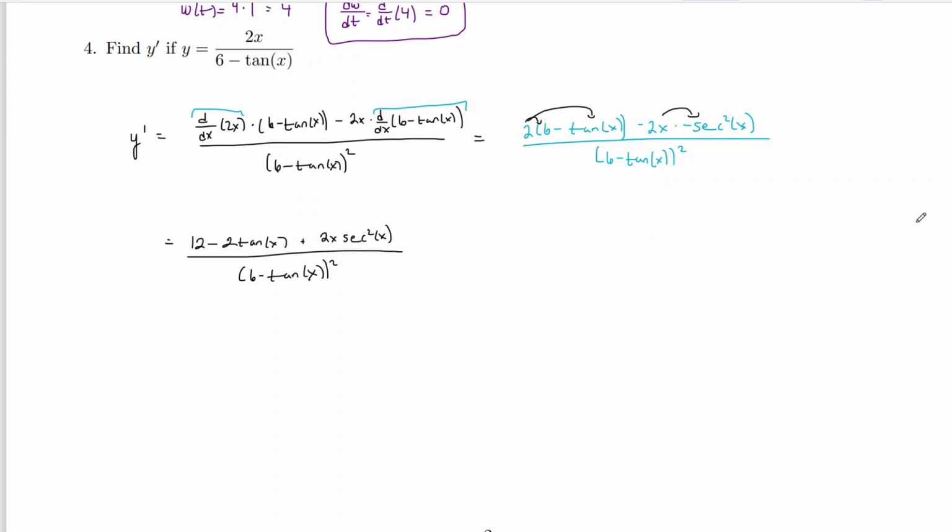Now, what I want to go ahead and do before I move on to the next problem is really show you how you can check your derivatives using Wolfram Alpha. I already have it typed in, so I don't spend time typing it in.